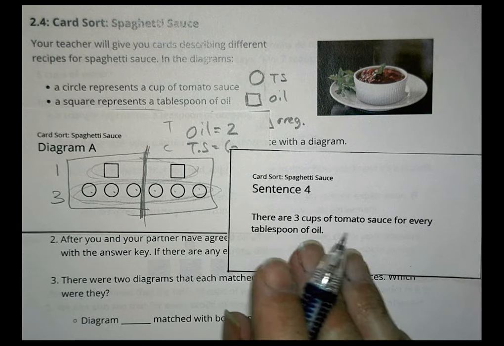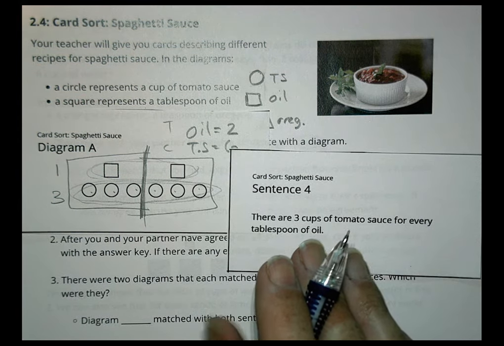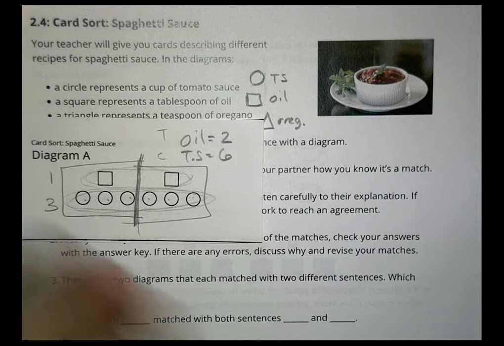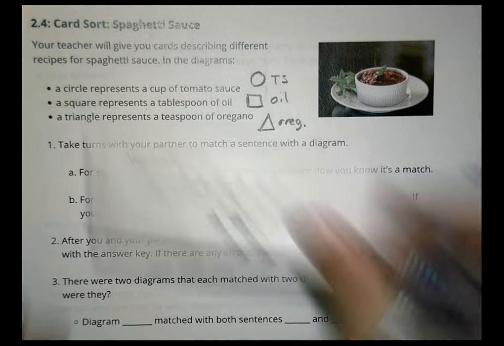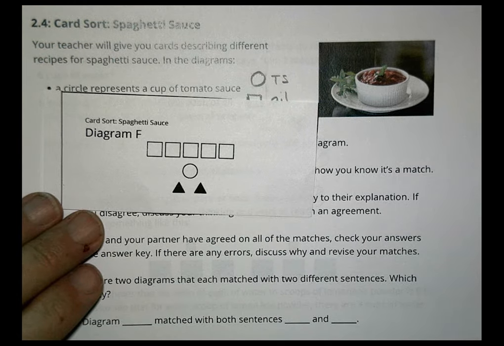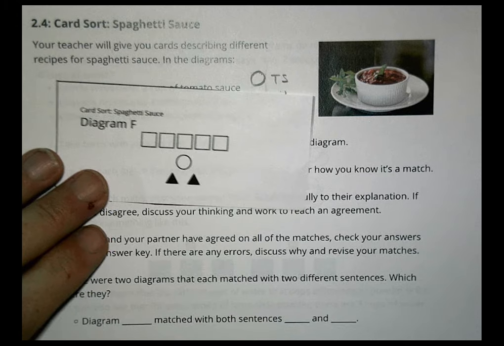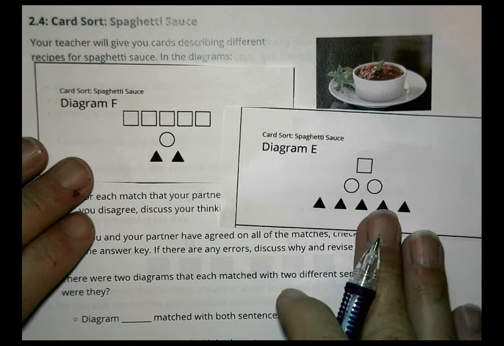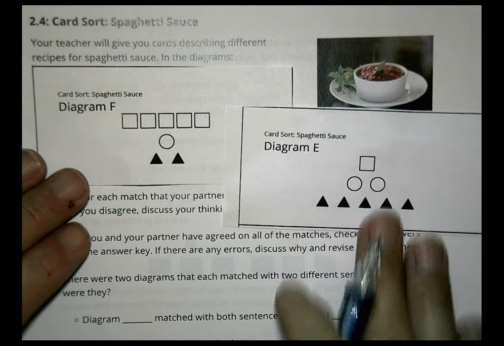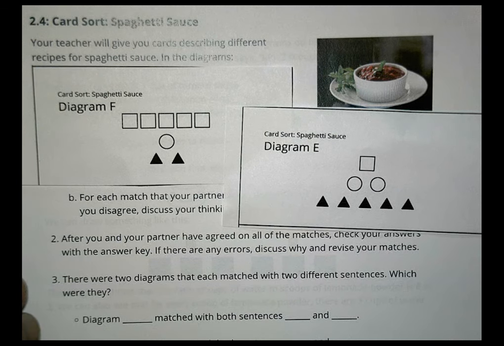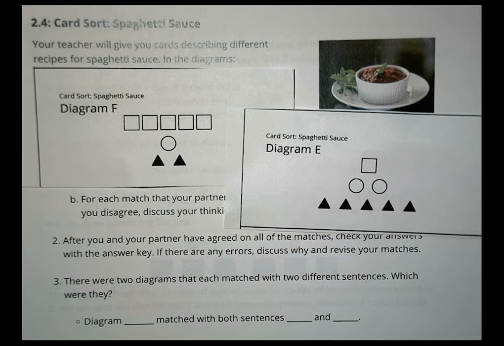Okay? So what you're going to do with your partner is you're going to take the rest of the diagrams that exist, and you're going to try to match them with the sentences that you have. So be careful with them. Make sure you're remembering which ones are going to be the sauce, the oil, and the oregano, and see if you can figure those things out there on your own. Okay? So that's your activity. So you're going to work those out.